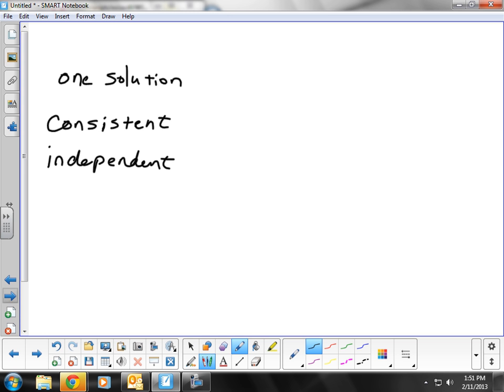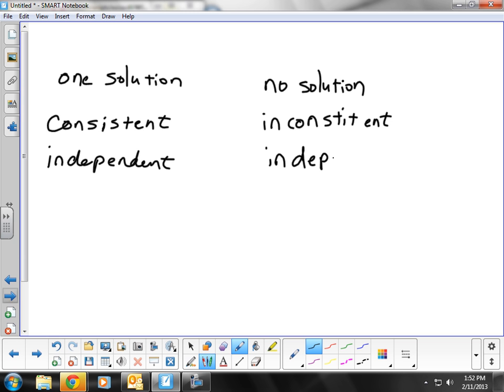Okay? If there's no solution, then it is inconsistent. It's not dependent, though. Remember that consistent and inconsistent: consistent means it does have a solution, inconsistent means it doesn't have a solution. Remember, dependent means it's actually the same line, and independent means it's two different lines. So they couldn't be parallel if they weren't independent. Okay, so it's got to be independent. So this one is inconsistent and independent.